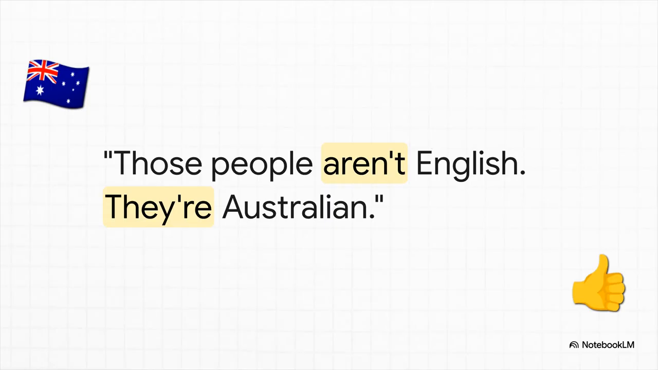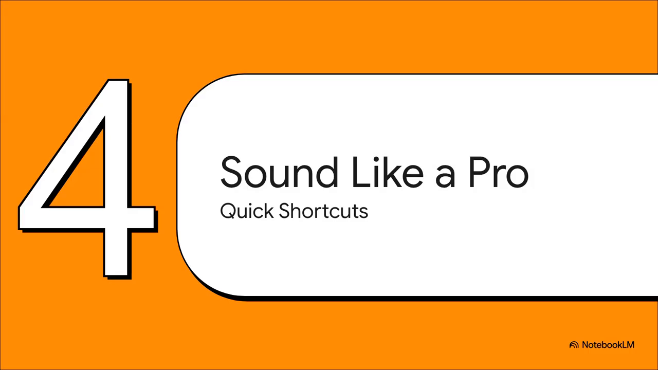And here's a perfect example in action. When we say those people, it's really just another way of saying they, so we use are. To make it negative, we get aren't. Those people aren't English. And then, check it out, it's followed right up with a positive statement using a contraction we already know. They're Australian. See how it all connects? Okay, you've got the positive stuff, you've got the negative stuff, you're doing great.